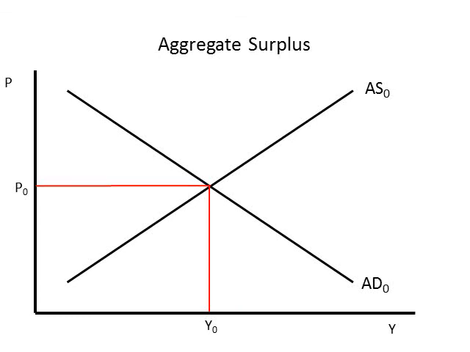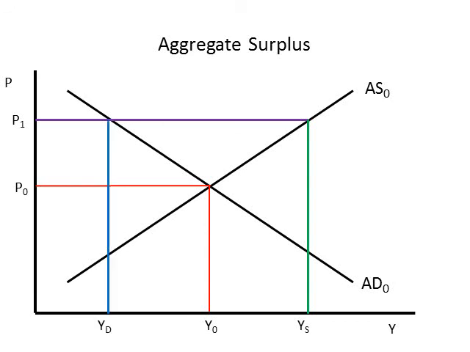Most of the basic ideas concerning this equilibrium from our supply and demand analysis also hold true for aggregate supply and aggregate demand analysis. For price levels that are above the equilibrium point, P sub 0, there will be a surplus. For example, at price level P1, the quantity supplied is YS, and that exceeds the demand YD, creating a surplus.